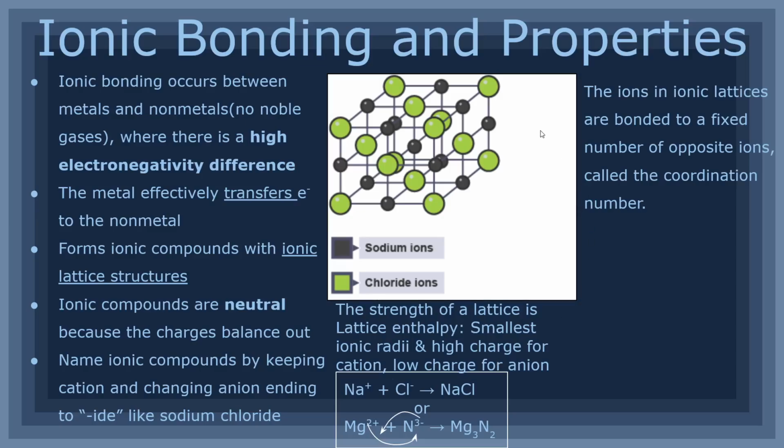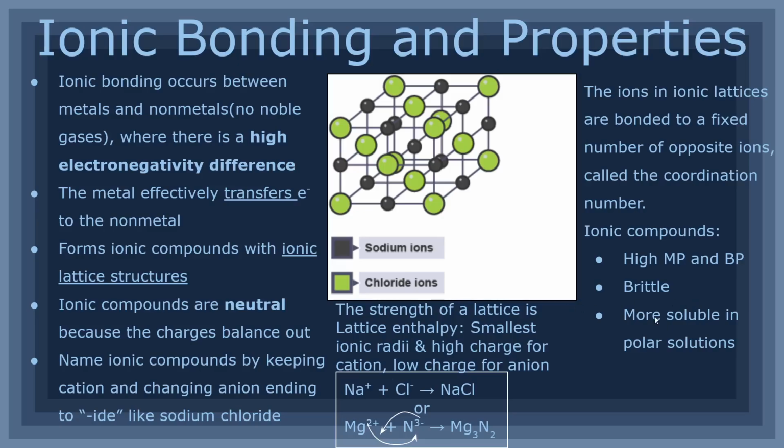The ions in ionic lattices are bonded to a fixed number of opposite ions called the coordination number. So, for example, if we look at this chloride ion, we can see that its coordination number is 4 because there are 1, 2, 3, 4 sodium ions bonded to it. Now, for properties, ionic compounds have a high melting and boiling point, are brittle, are more soluble in polar solutions like water, and they conduct electricity when they are molten or aqueous.